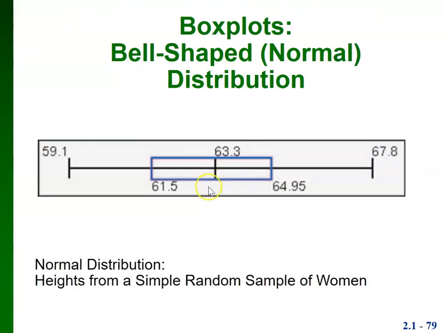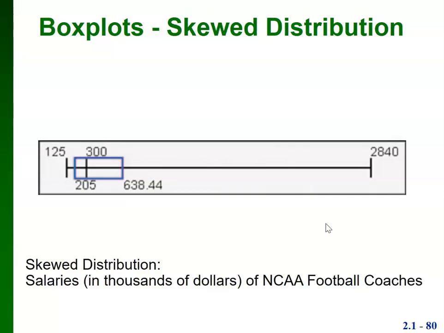Here's a box plot from a data set that has an approximately bell-shaped or normal distribution. The box is close to being in the center between the two whiskers, and the median is close to being in the center of the box. Here's one from a skewed distribution. Since the box is way over on the left side, that would mean that the right tail is longer, so this one would be skewed to the right.